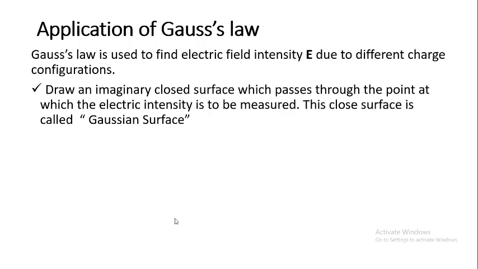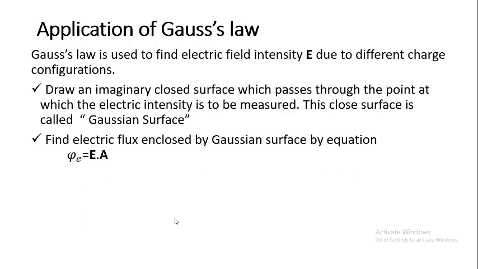First of all, draw an imaginary closed surface which passes through the point at which the electric intensity is to be measured. This closed surface is called the Gaussian surface. A Gaussian surface is defined as an imaginary closed surface of arbitrary shape which passes through the point where we want to calculate electric intensity.